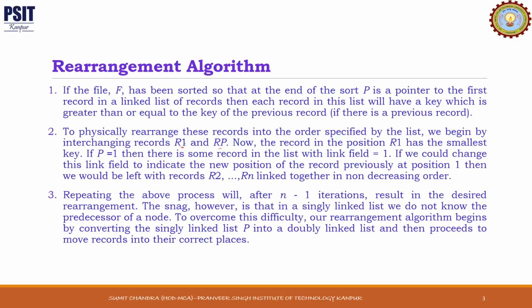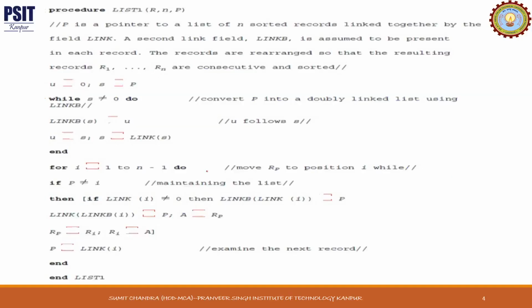And after exchanging r1 and rp, obviously r1 will be the smallest element, so this element is sorted in itself, so the rest of the remaining list will be this one. So we'll apply the same process on this one. So it will require n-1 iterations. So let's take an example and understand. So this is the algorithm.